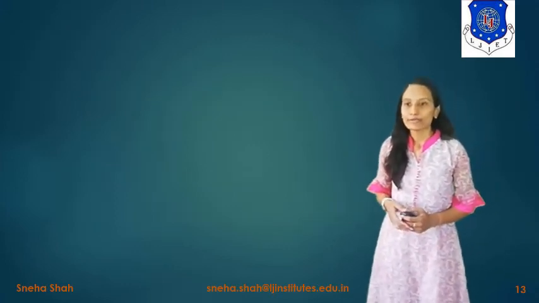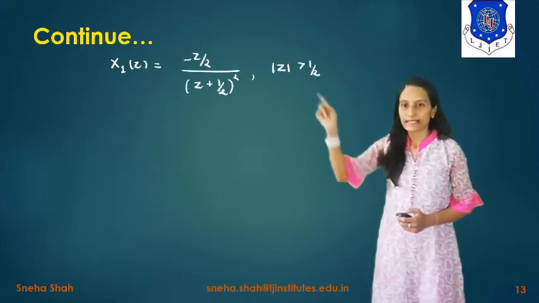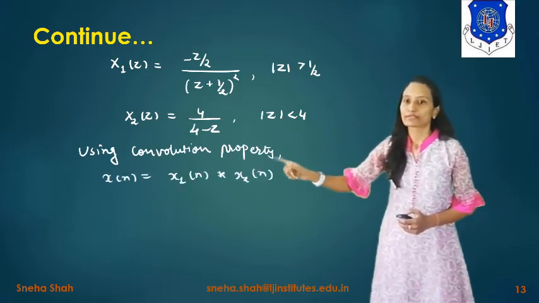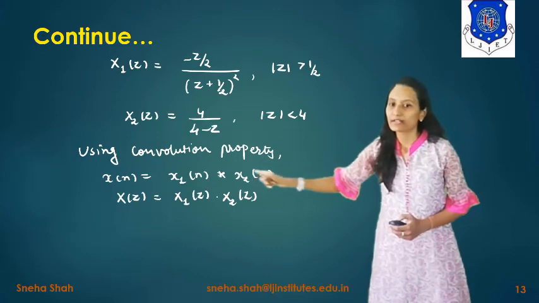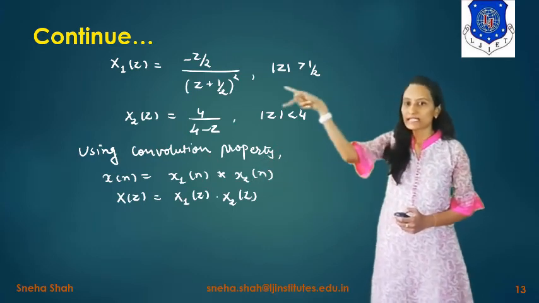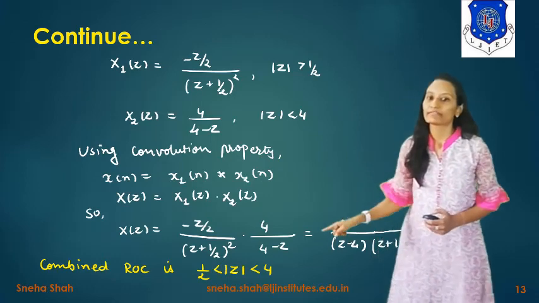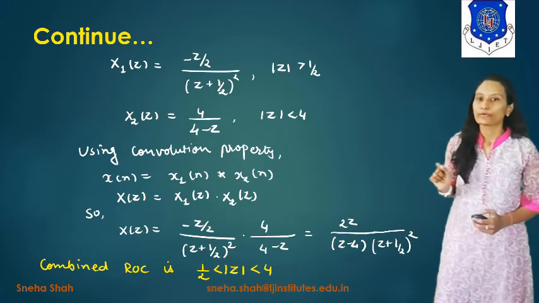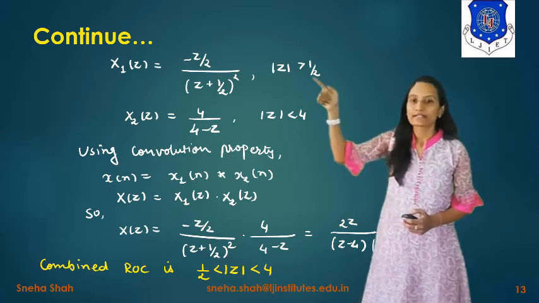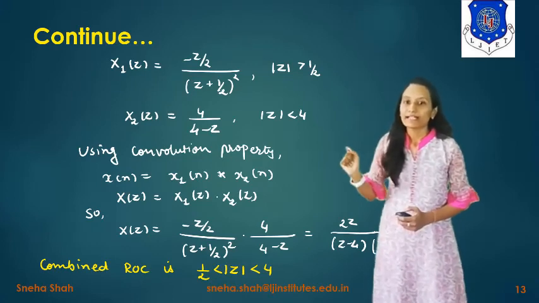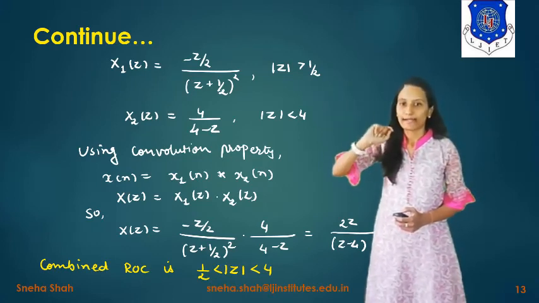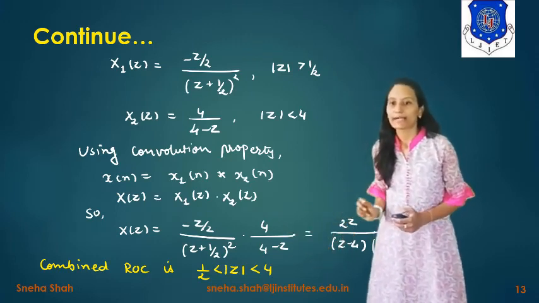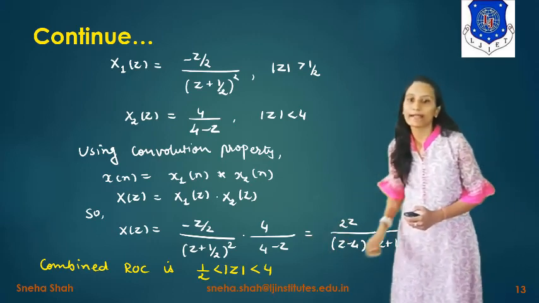Now we apply the convolution property of the Z transform. This one is X1(Z) and this one is X2(Z). Applying the convolution property, the final value of X(Z) equals X1(Z) times X2(Z), so we just have to multiply these two terms. The final term will be 2Z upon (Z minus 4)(Z plus 1/2) whole square. And what will be the ROC? The ROC will be the combination of these two. The ROC is |Z| greater than 1/2, but also |Z| less than 4. So the combined ROC will be in between 1/2 and 4.